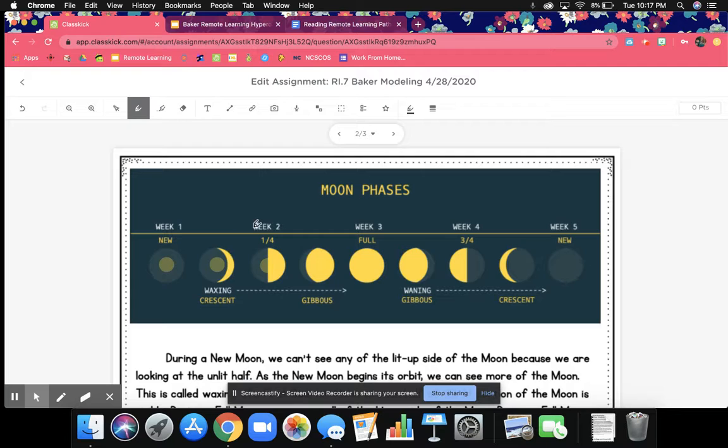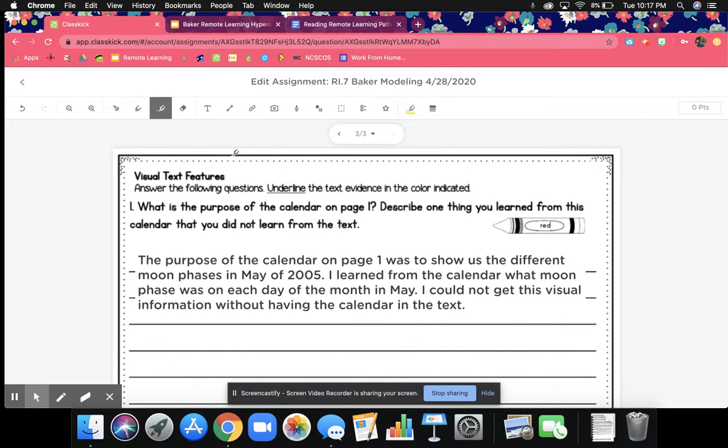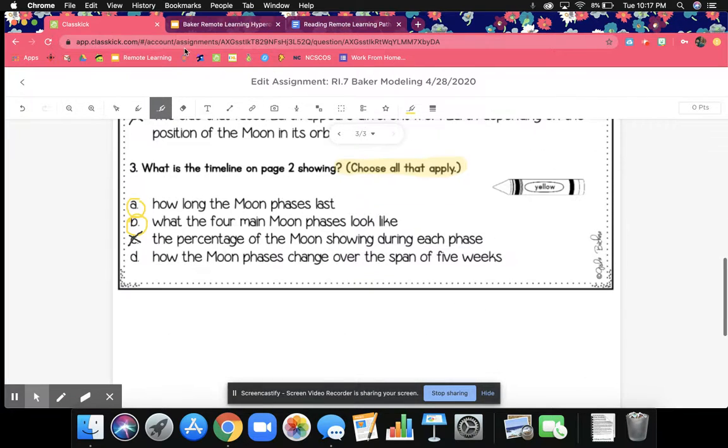So I see week 1, week 2. Get my highlighter again. Week 1, week 2. And I forgot to highlight the moons, so I need to make sure that I did that. Week 3, week 4, and week 5. So going back over here, yes, it did tell me how the moon phases change over the span of those 5 weeks. So 3 of those answers were all right. And again, choose all that apply means you can have more than one.